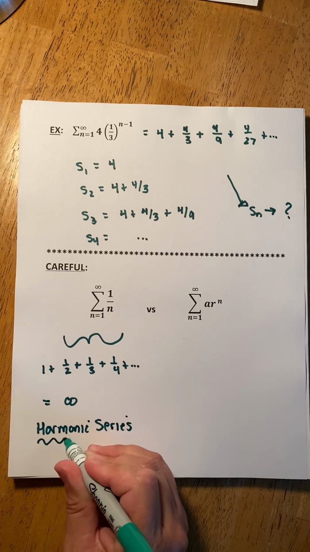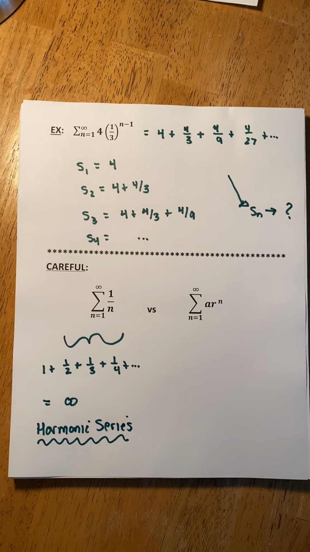So the harmonic series comes from the harmonic sequence. It's the sum of the terms of the harmonic sequence. Notice there's no common ratio between the terms. To get from 1 to 1 half, we'd have to multiply by a half. But if we multiplied by a half again, we would not get a third. So this is not geometric.